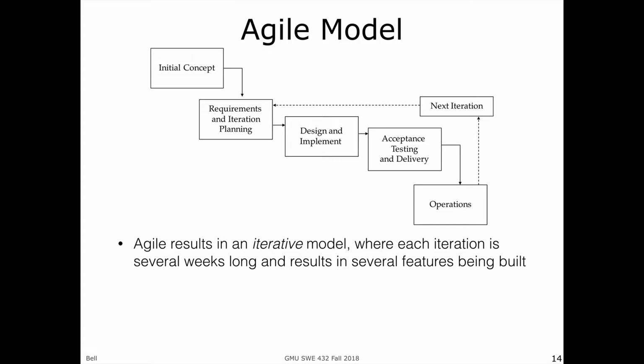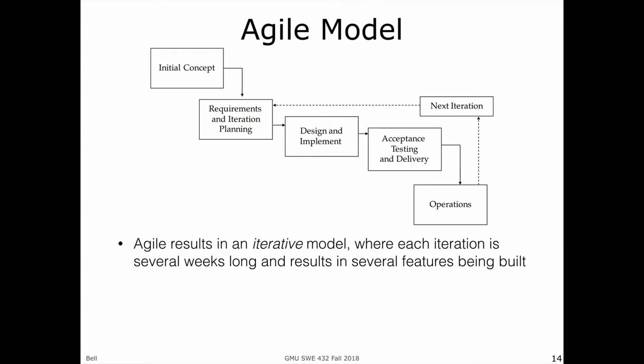So an iteration consists of the entire cycle that you might otherwise have in the waterfall, right? You've got your requirements, you've got design and implementation, you've got acceptance and delivery, and you've got operations. But then you see there's a loop. Then you go to next, and you go back, and you go through this, and then you go through it again and again.